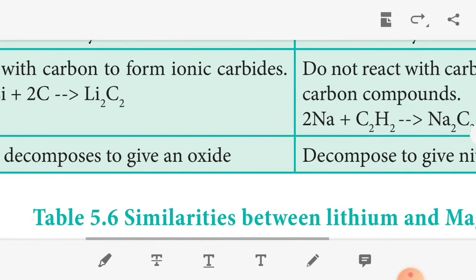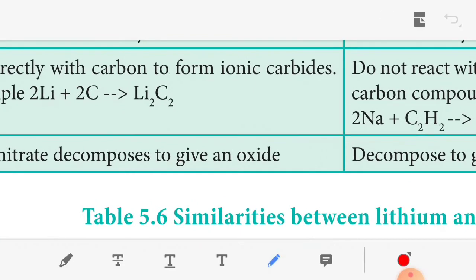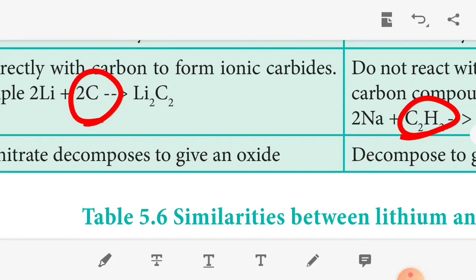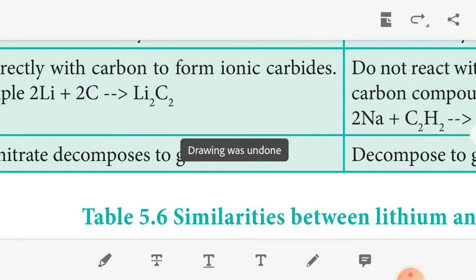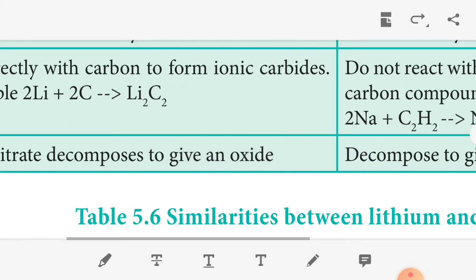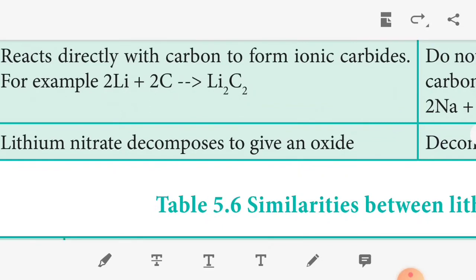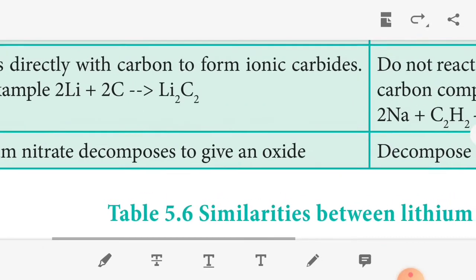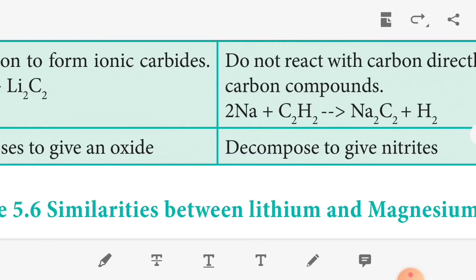So look at this, lithium does not react directly with the carbon, it reacts with the carbon compound. This is ethane. The last one, the compounds are strongly soluble in water. Highly soluble in water. Lithium nitrate decomposes to give oxide. These are the properties of lithium with other elements of the group.